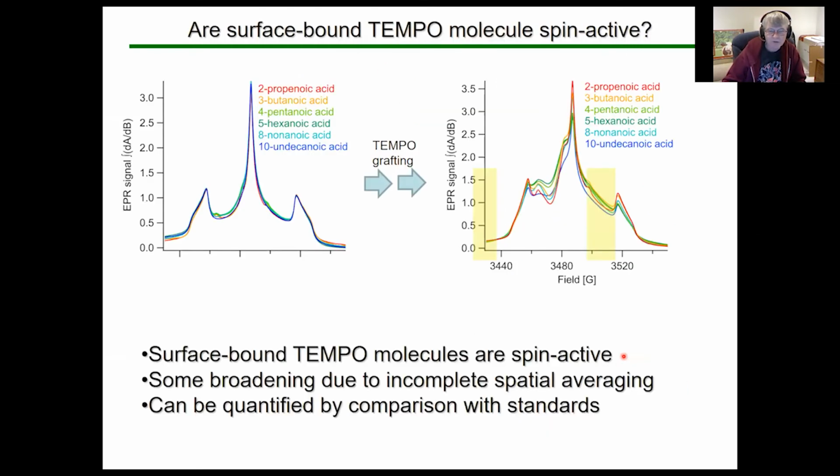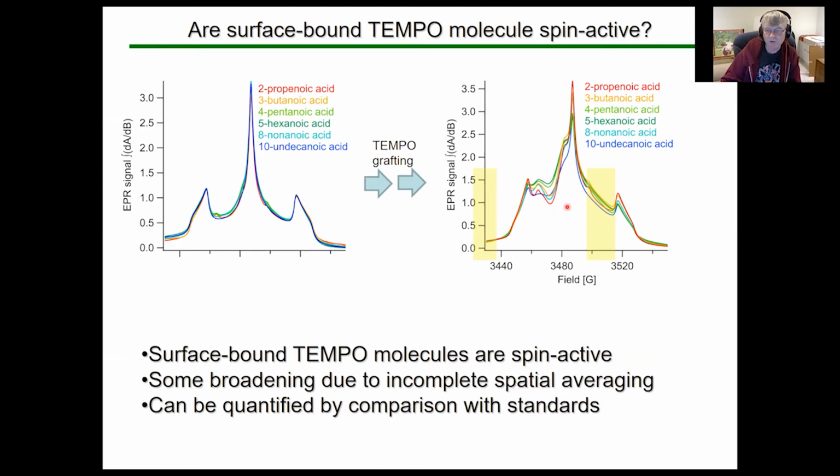But we've then been able to go one step further and show that these are actually spin active. The way I'm showing you here is by using conventional electron spin resonance in nanodiamond, where with ESR you can see various kinds of bulk defects, as well as surface defects. If you functionalize them with these different organic molecules, you can see that it really doesn't change the spin properties very much. But if you then take the additional steps to graft TEMPO, now you see quite dramatic changes.